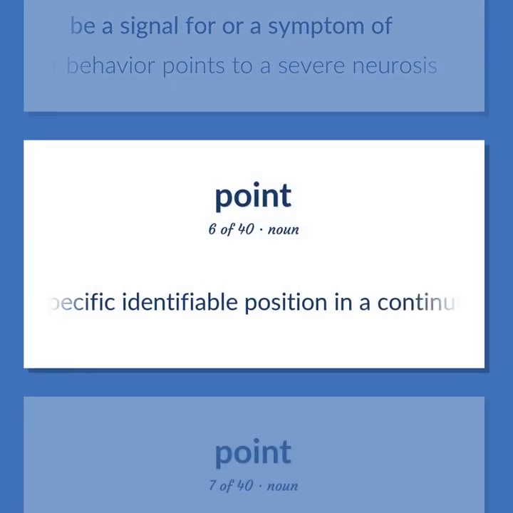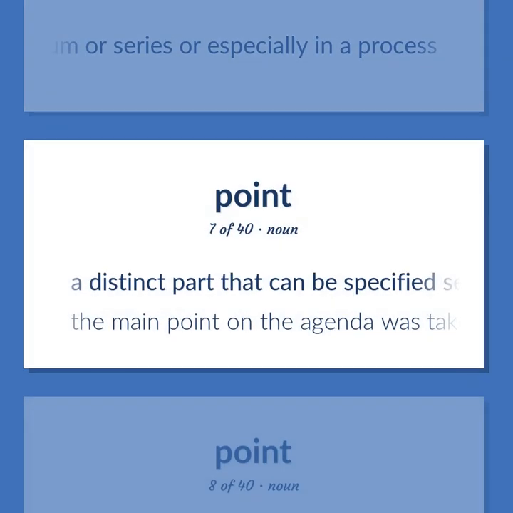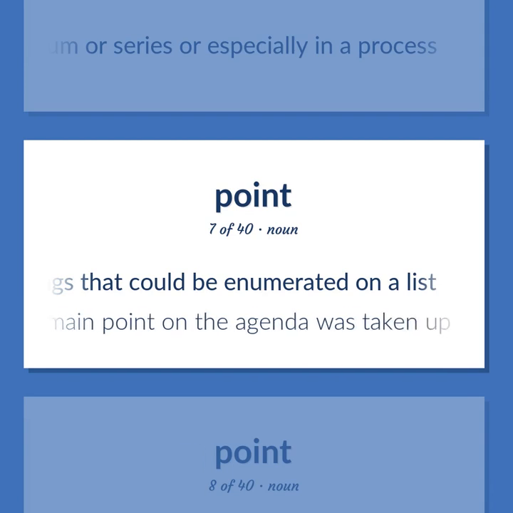A specific identifiable position in a continuum or series or especially in a process. A distinct part that can be specified separately in a group of things that could be enumerated on a list. The main point on the agenda was taken up first.